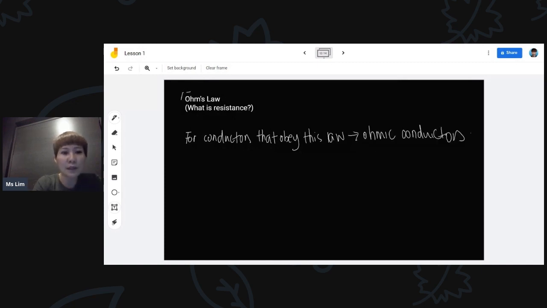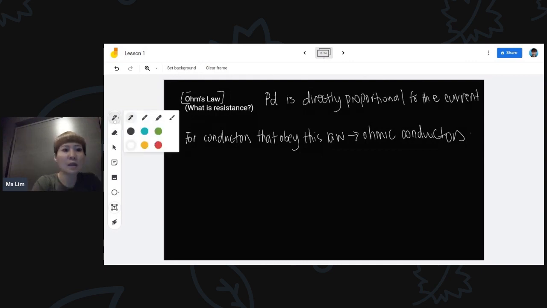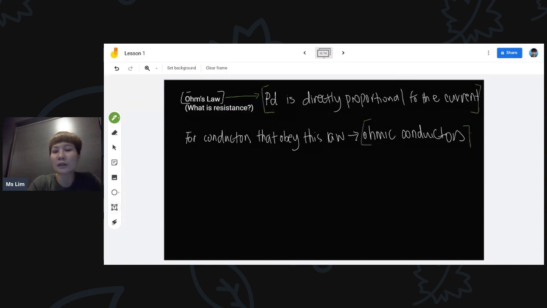Ohm's law states that when the physical conditions are constant, physical conditions meaning the temperature, for example, as well as the length, as well as the factors that affect the physical state, remain constant, then the potential difference across the conductor is directly proportional to the current flowing through it. Essentially, for any ohmic conductor, the potential difference across that conductor will be directly proportional to the current.